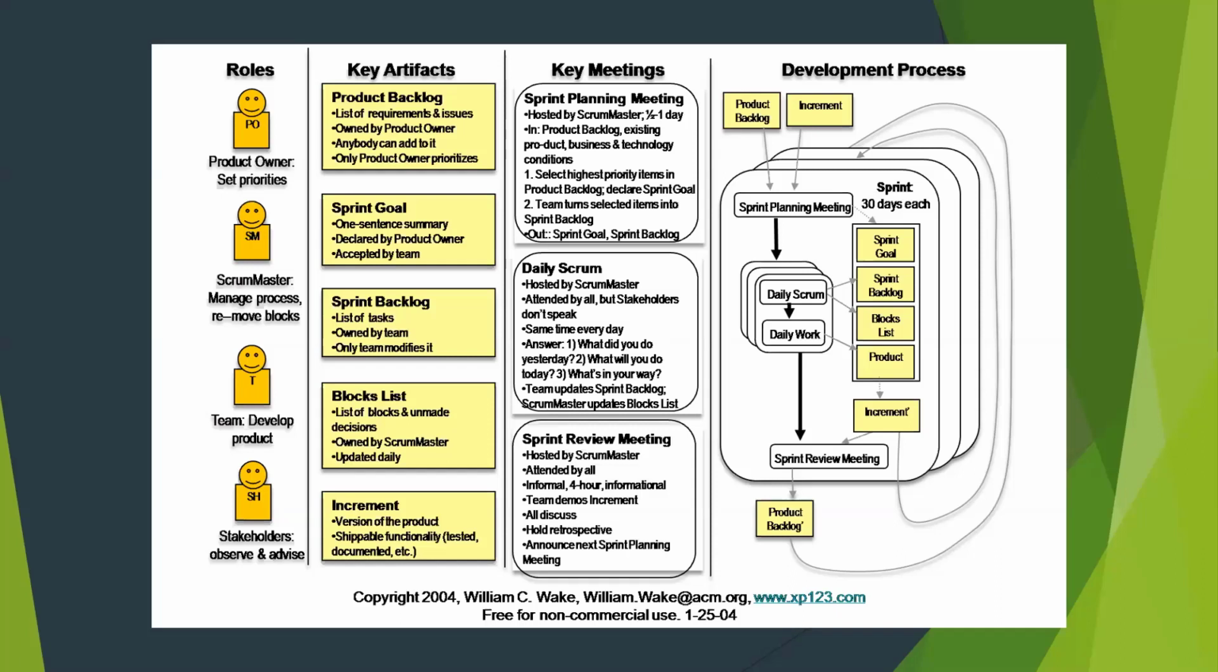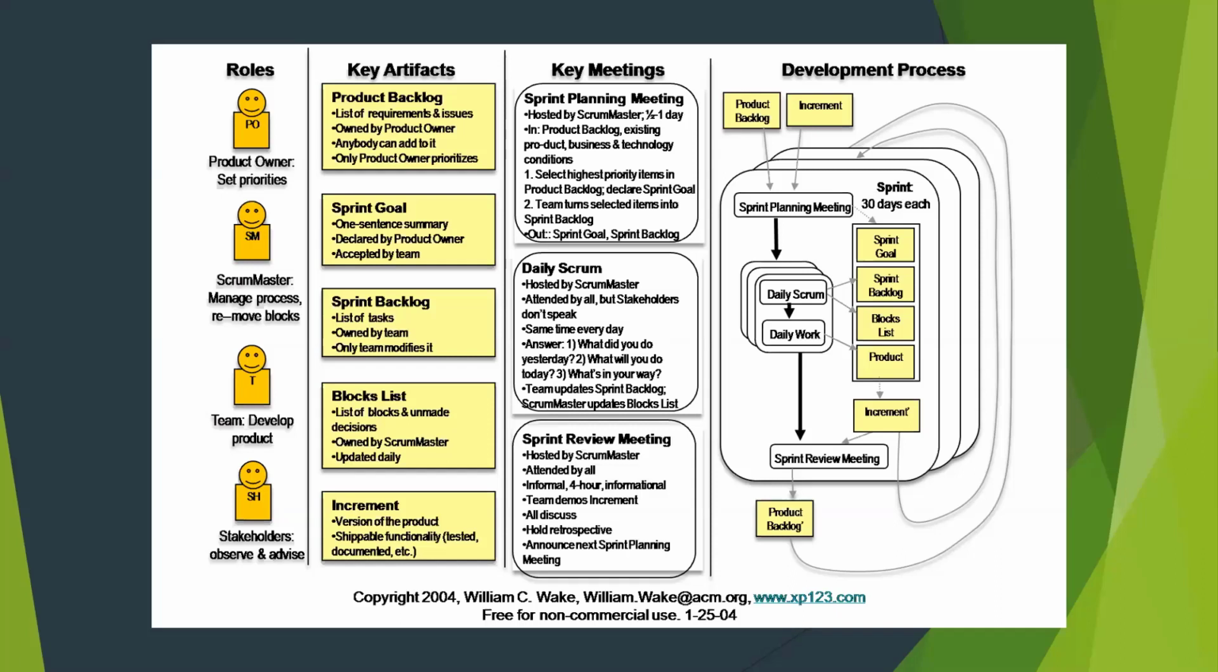Some of the key meetings that take place are your sprint planning meetings, which usually happen on the first day of the sprint cycle. That's where it's identified what requirements are going to get delivered during the current sprint cycle and what the highest priority items are in the backlog.